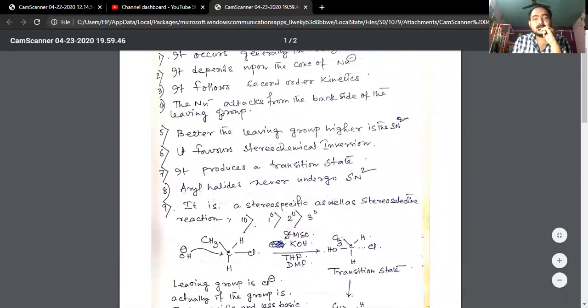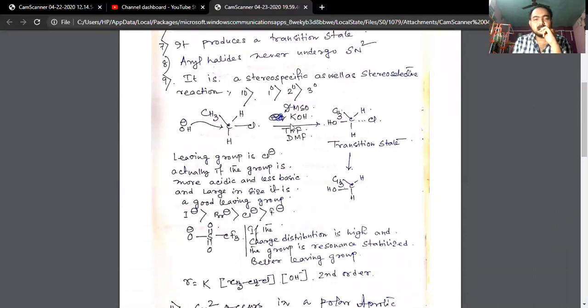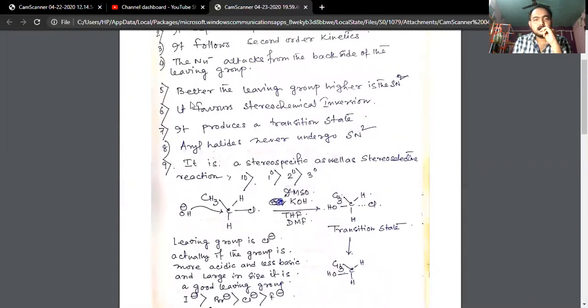The nucleophile attacks collinearly from the backside of the leaving group. Now you see here, OH minus is attacking linearly from the backside of the leaving group. Here the leaving group is the Cl. So what happens? The OH minus will directly attack from the backside of the leaving group. Okay. Now, the better the leaving group, the higher the SN2 rate.